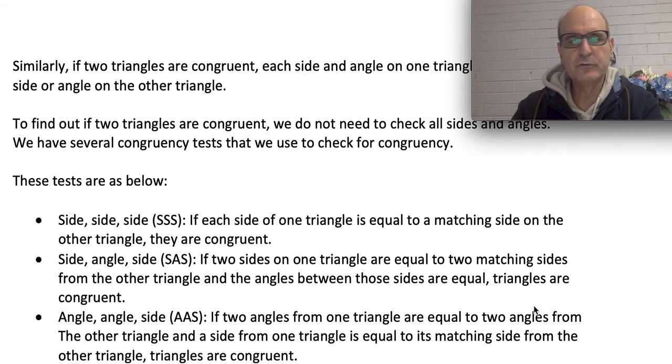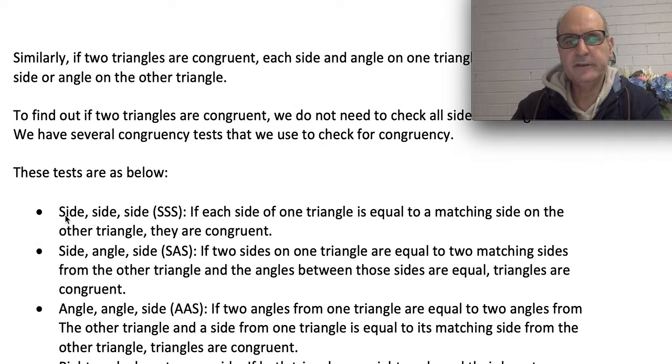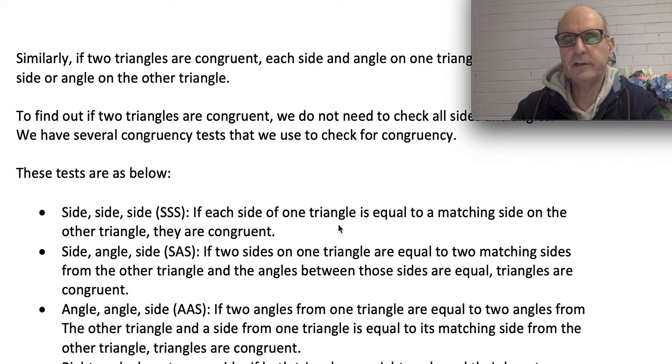We look at those tests. One test is side, side, side, or SSS. What does it mean? It means if each side of one triangle is equal to a matching side on the other triangle, then they are congruent. So remember, all the matching sides from the two triangles are equal. That is enough. We don't need to worry about angles.